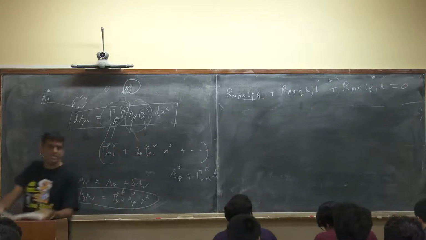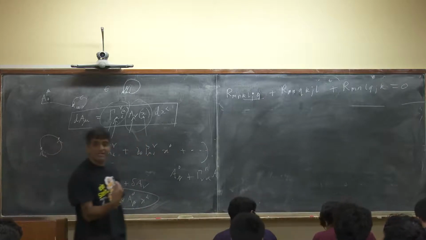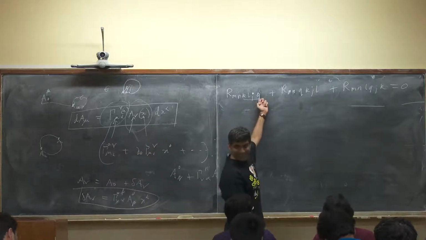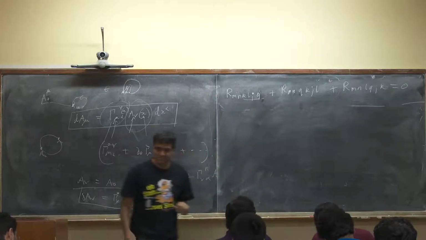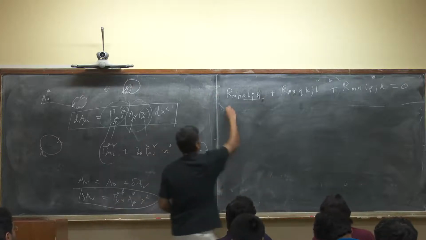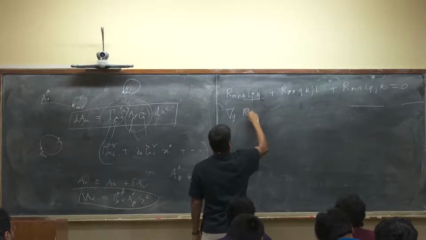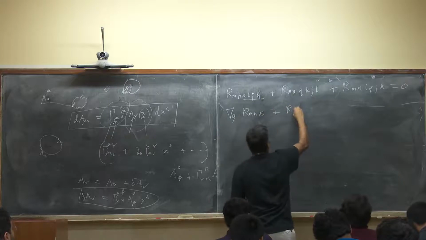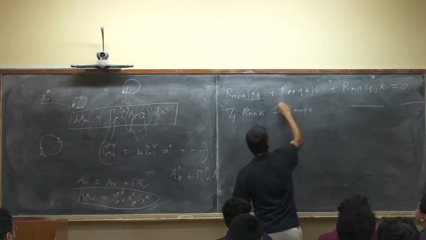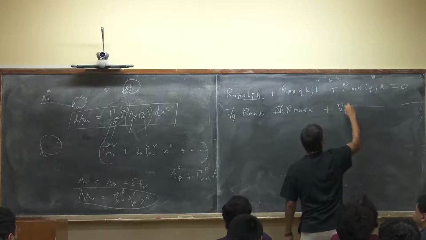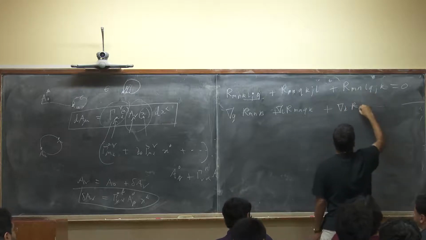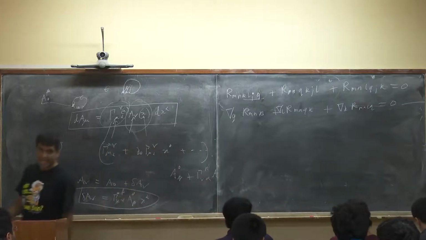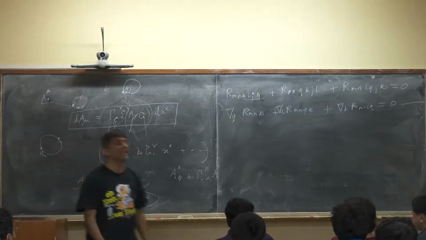Now the semicolon is Landau-Lifshitz notation for covariant derivative. We have usually denoted it by del Q out here. So this is the same thing as del Q R M N K L plus del L R M N Q K plus del K R M N L Q is equal to 0. Claim: curvatures obey this equation as an identity.